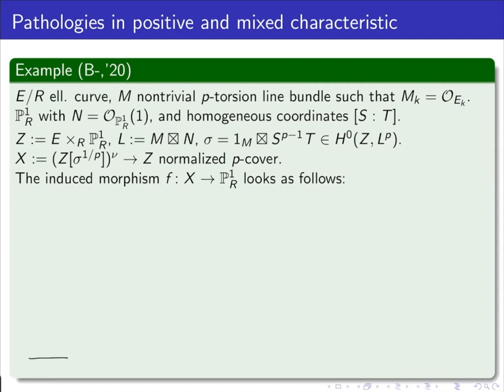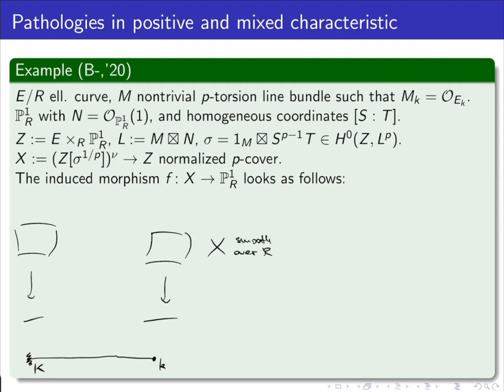Imagine this is our DVR. So this is the generic point, and this is the closed point. And then we have a family of surfaces here, X. And you can check, this is a local computation, that it is actually smooth over R. This is a nice projective family of surfaces. And then we have our morphism F to P1.